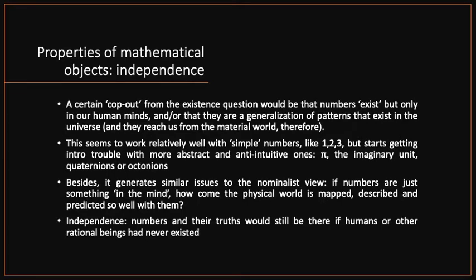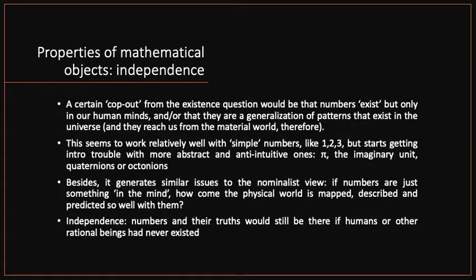Okay, let's move on then to the third and last property that I state mathematical objects have, which is independence. Now, when we had the previous debate between nominalists and realists about the existence of numbers, you might think that there could be a relatively easy cop-out out of this conundrum, which is to say, okay, let's say that numbers exist and are abstract, but let's say they don't exist in some remote, faraway world beyond the material realm. They live in our minds.